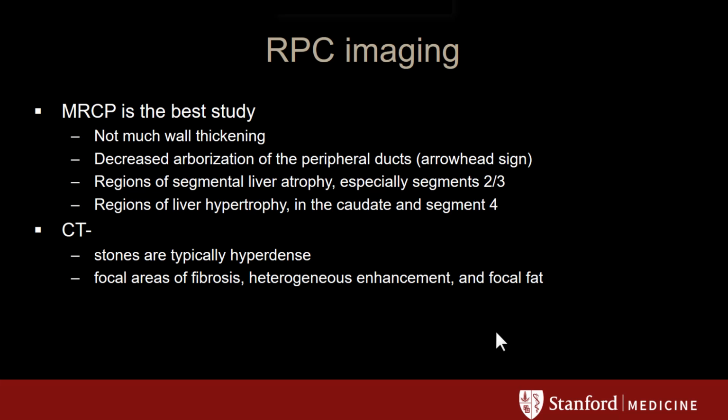MRCP is the best. Interestingly, there's not much wall thickening in these patients. You do see decreased arborization peripherally, what's called the arrowhead sign. You get segmental liver atrophy, especially the left lateral segment, and then hypertrophy of the caudate in segment 4. On CT, the stones are typically hyperdense, and then you get some other findings too, like fibrosis, heterogeneous enhancement, focal fat.